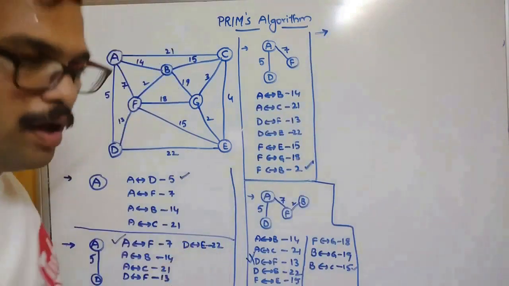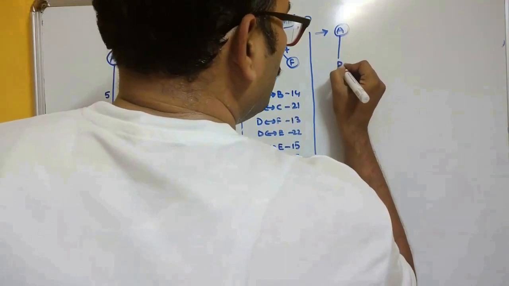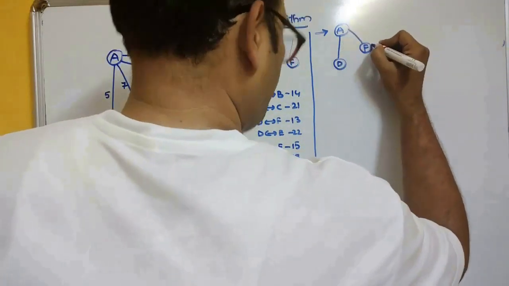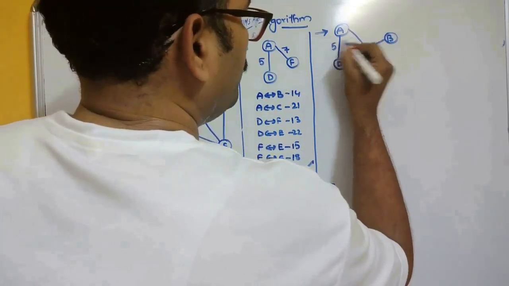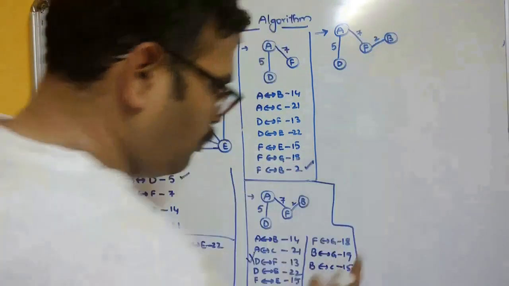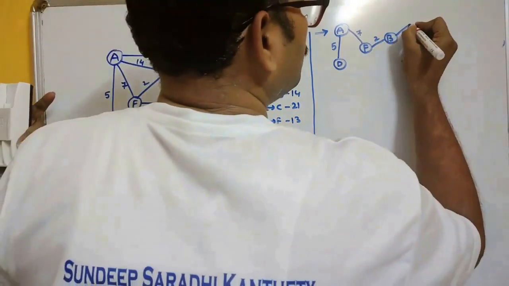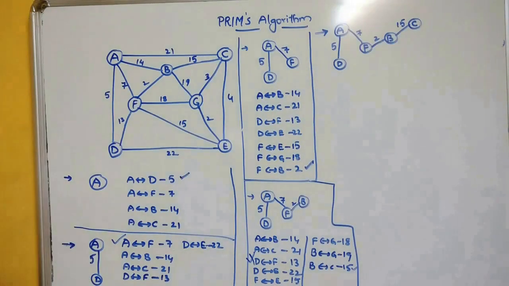Now the tree will be like this: A, D, F, B. So this is 5, this is 7 and this is 2. Now we need to consider B to C. What's the B to C here? Yes, B to C with 15.